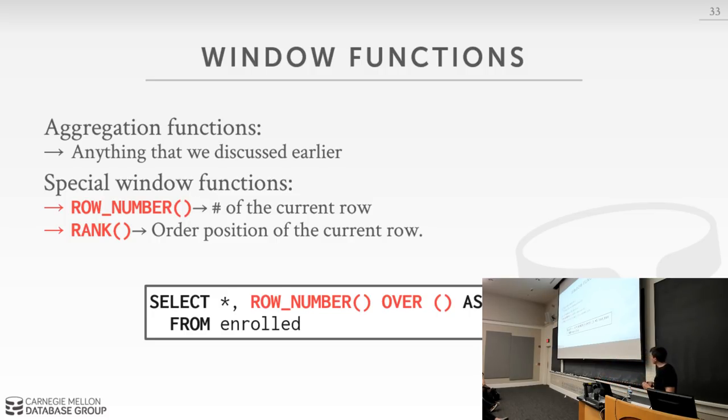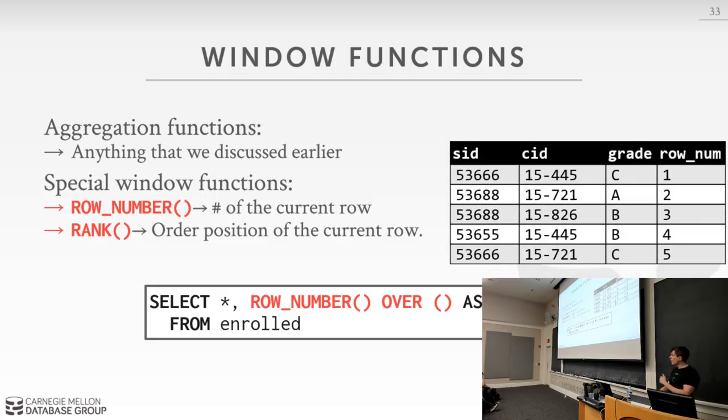Say I want to do a SELECT over the ENROLLED table, and I want to produce all the tuples as my output, but just mark them with the row number of the output. So I have my ROW_NUMBER function, and for my OVER clause, I just leave it blank. What I end up with is a result that looks like this. I have all the data that I had before, but now I have this special column, row_num, which is just the order the tuple was produced in the output. So I compute my entire query, and then I run my window function over the results and add in whatever computation I want to generate.